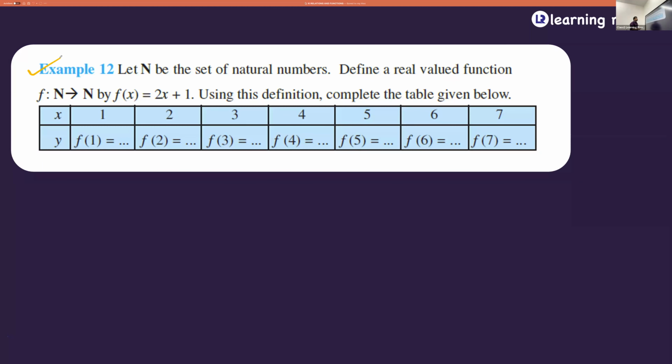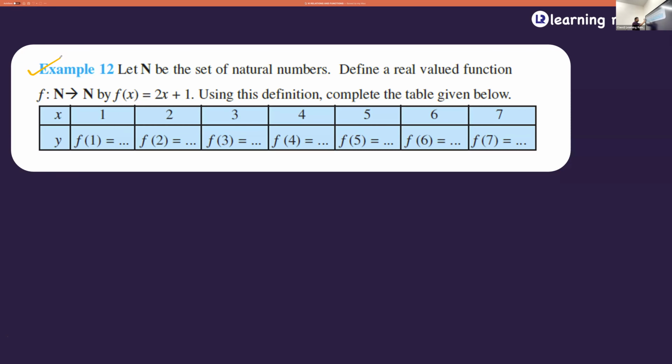Example 12. Let N be the set of natural numbers. Define a real valued function f mapping from N to N such that f of x is given as 2x plus 1. Using this definition, complete the table given below. It's very simple. Like in your 9th grade, if they give you a polynomial and ask you to substitute values, you just keep plugging in the values. Same thing. That is also called a function, a polynomial function.